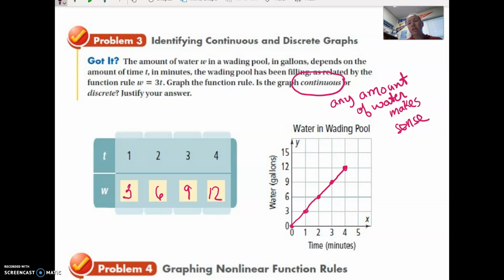So you want to kind of decide. Sometimes fractions don't make sense. Like we had that vegetable problem the other day with the cases of vegetables. You had to buy a whole case. You couldn't buy 0.68 of a case. So in that situation, it would be a discrete graph, because only certain values make sense in that problem. But in this problem, you can use any amount of water, so fractional parts would make sense as well.